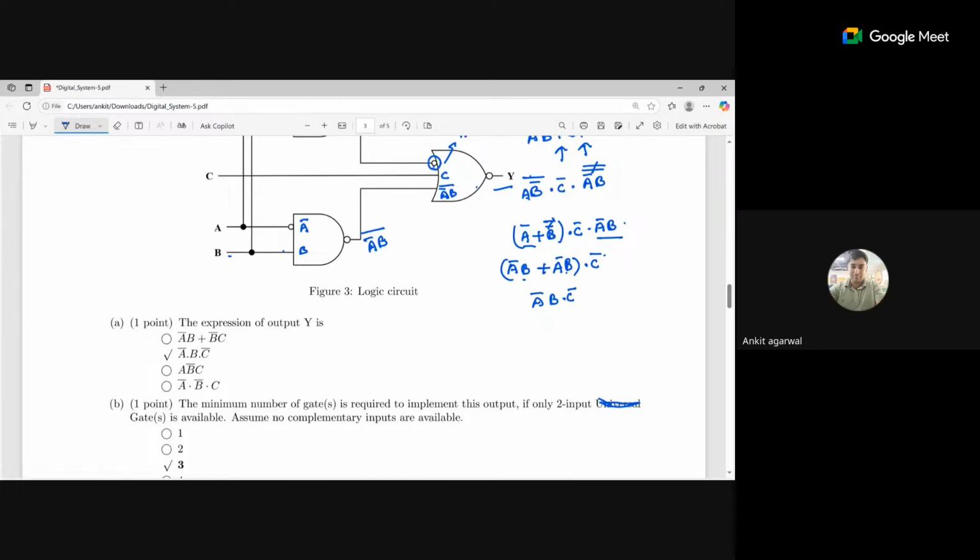Yes, how many gates are required? So four, I'm getting four. Two NOT gates and two AND gates. Yes, sir. 4 gates.